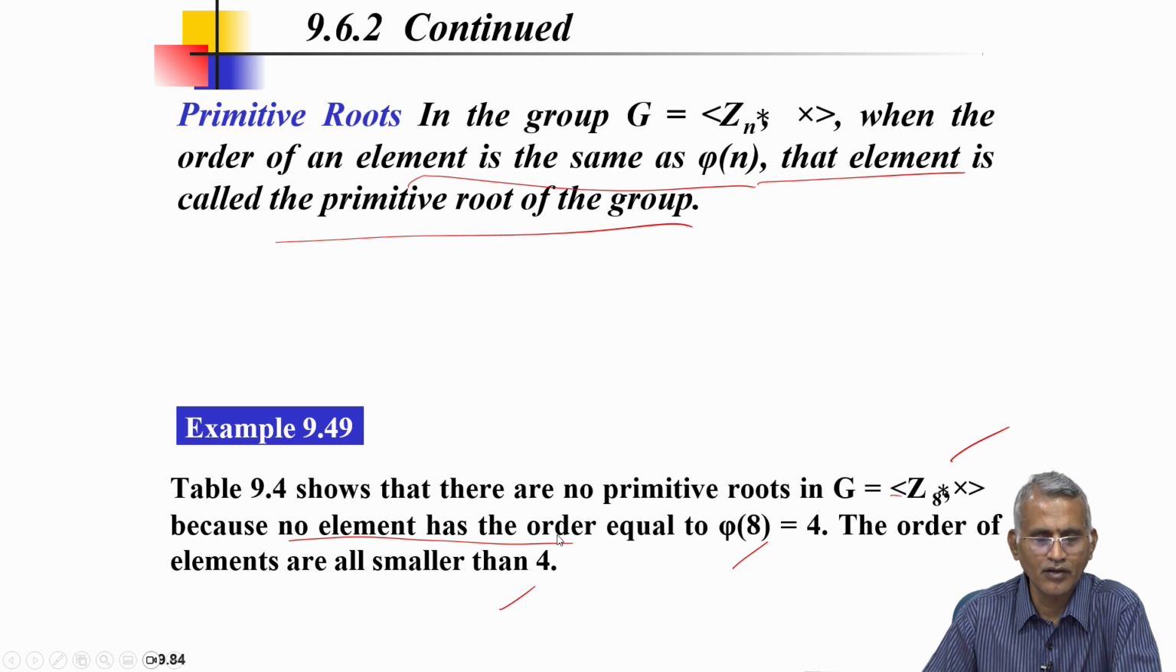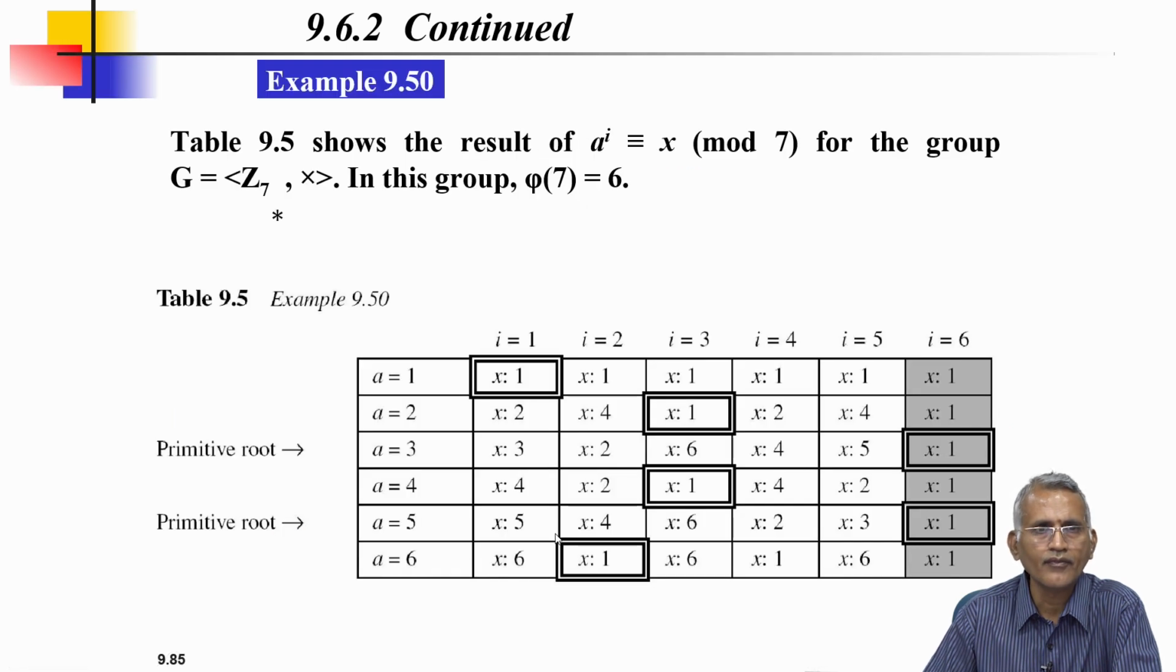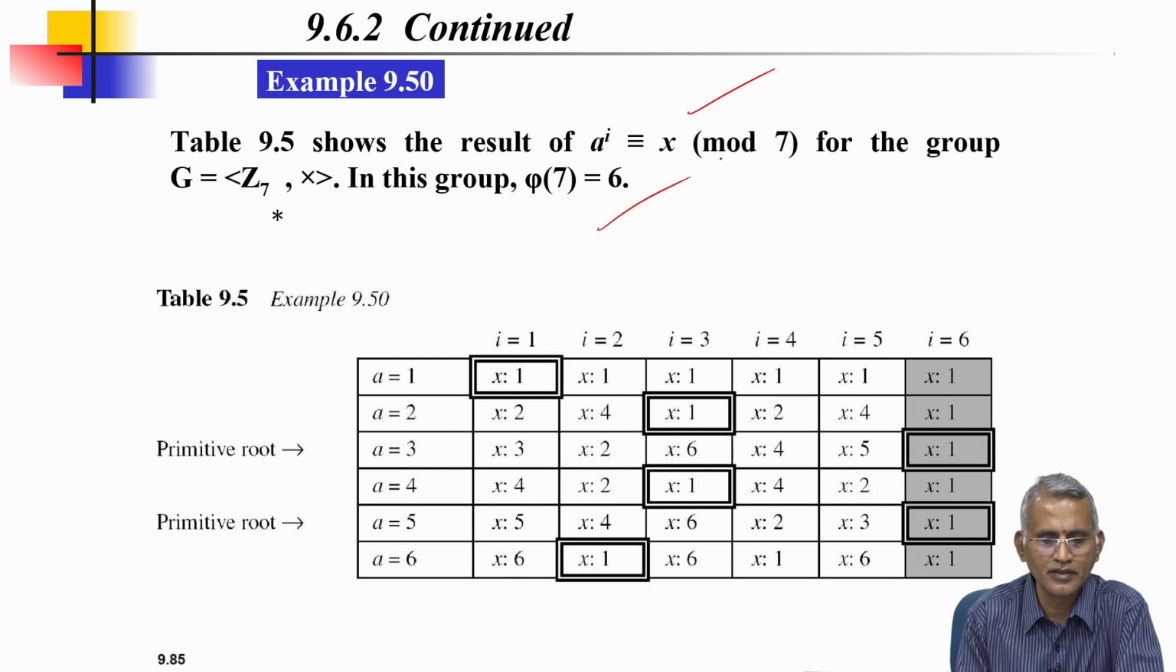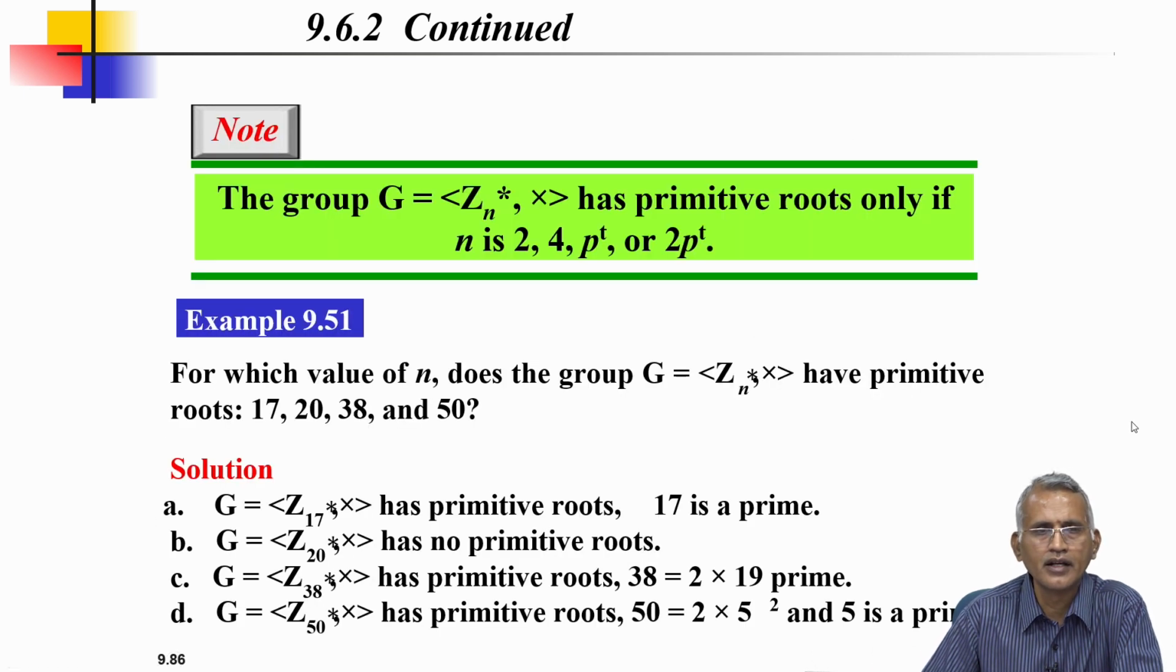Therefore, the elements all have order smaller than 4. Now, showing that a^i is identically equal to x under modulo 7, in this group phi of 7 equals 6. For example, i varies from 1, 2, 3, 4, 5, 6 with corresponding a^i values 1, 2, 3, 4, 5, 6. Therefore, we can easily calculate the primitive roots of this equation. Next, a detailed explanation we will discuss in the next unit, called group theory.